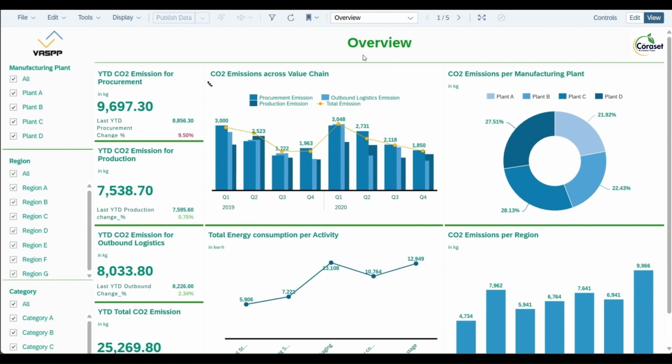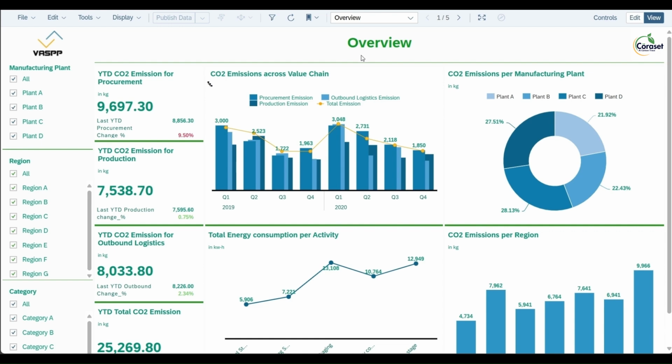The Coraset dashboard enables organizations to track and analyze carbon emissions and sustainability metrics. It offers real-time data monitoring, predictive analytics for future emissions forecasting, and interactive visualizations to identify trends. The dashboard also includes benchmarking against industry standards and comprehensive reporting features. This tool helps businesses make data-driven decisions to reduce their carbon footprint and achieve sustainability goals.